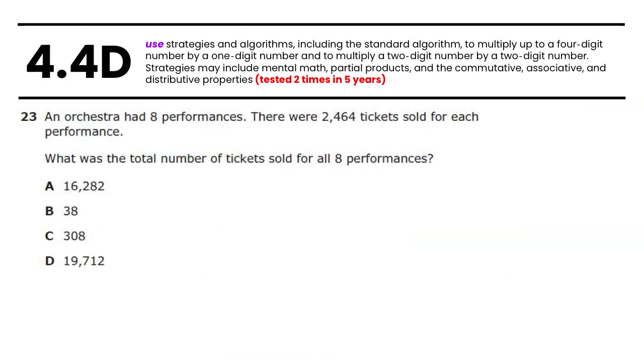We've already looked at this STAAR released question in a previous Prep Talk video, but I wanted to bring it back now that we're talking about the standard algorithm. An orchestra had 8 performances. There were 2,464 tickets sold for each performance. We want to know the total number of tickets sold for all 8 performances.